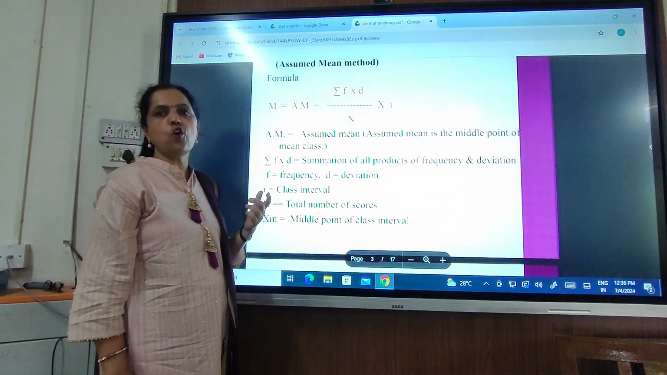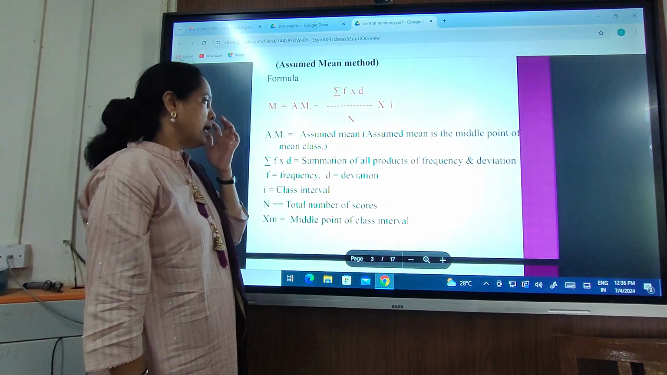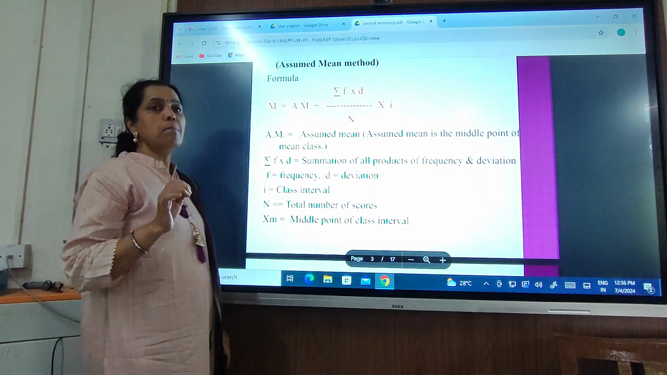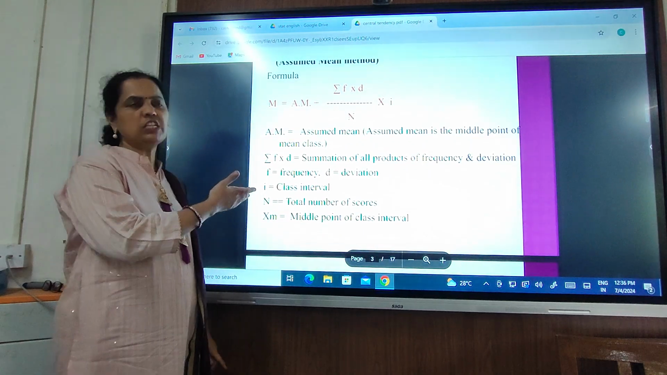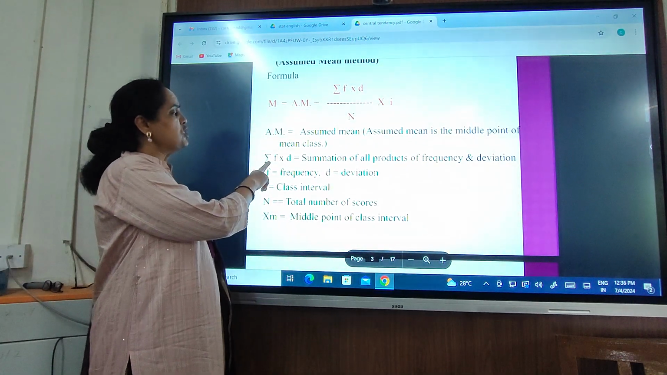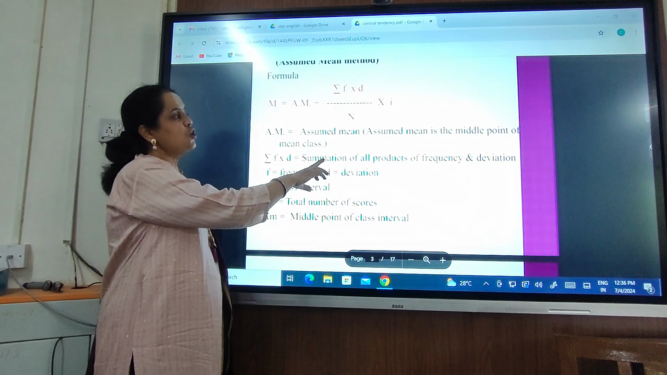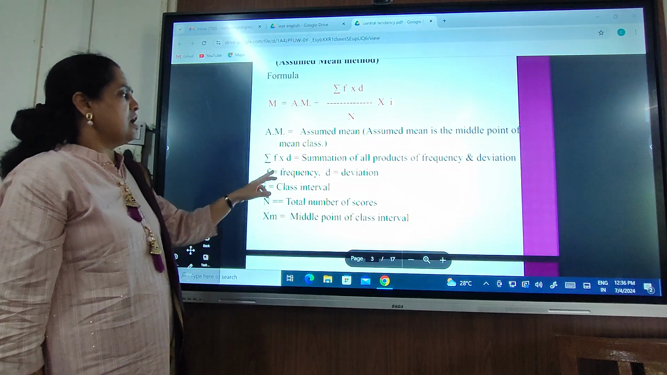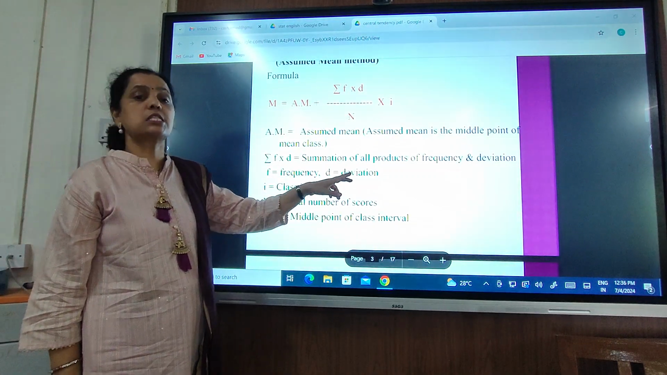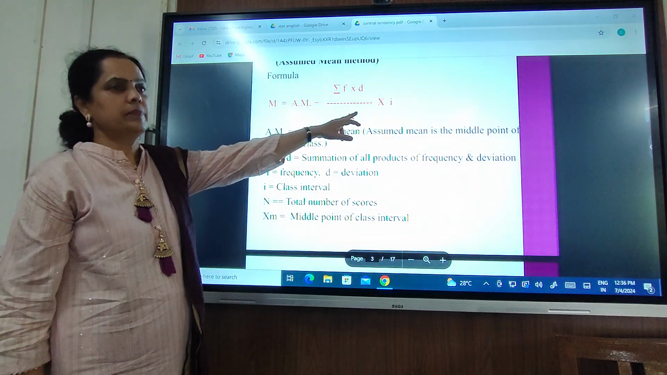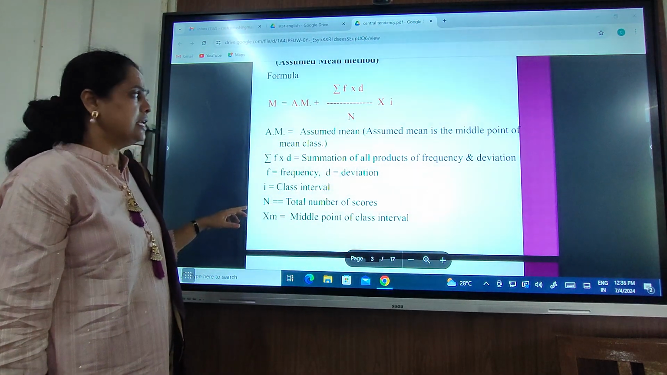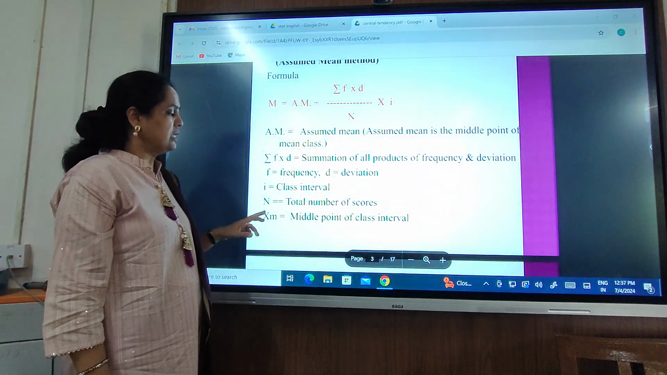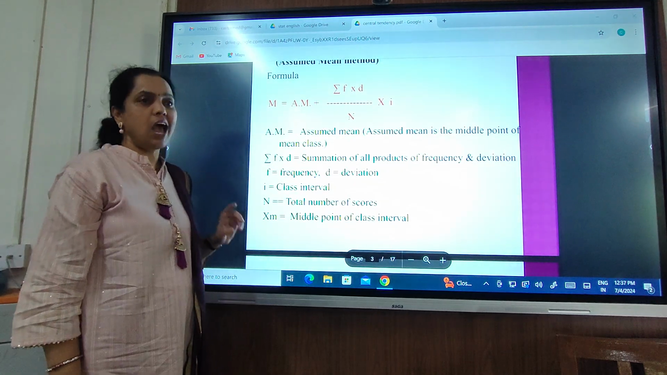AM is the short form of assumed mean. Okay, how to calculate this assumed mean? Assumed mean is the middle point of the mean class. We will see which will be the mean class. Summation of F into D means the summation of all products of frequency and deviation. F is equal to frequency, D is the simple deviation, N is the total number of scores, and Xm is the middle point of the class interval.